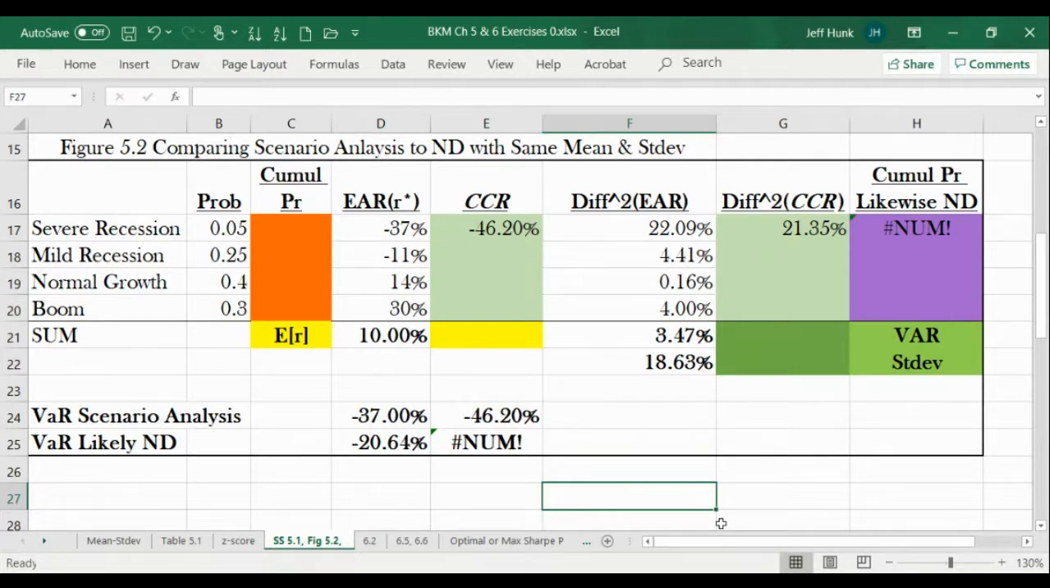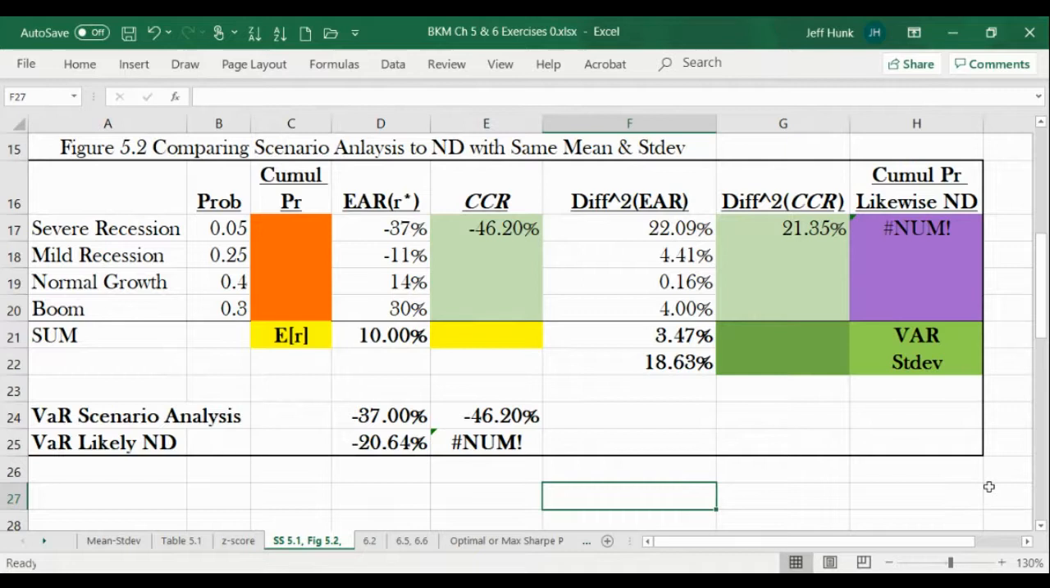So as a next step, we would like to actually verify how exaggerated our scenario analysis is compared to the normal distribution outcomes with the same mean and same standard deviation, right? Which is called the likewise normal distribution, right?